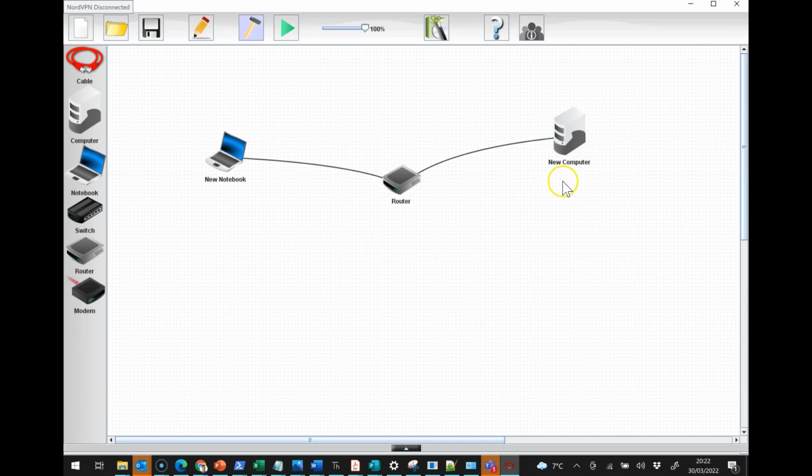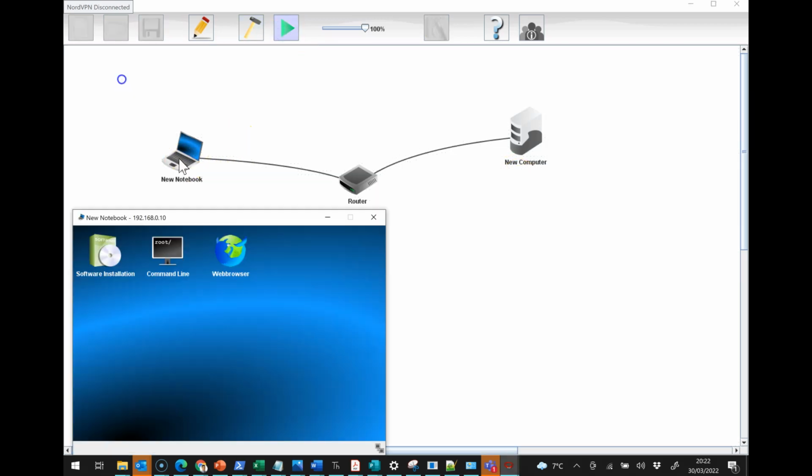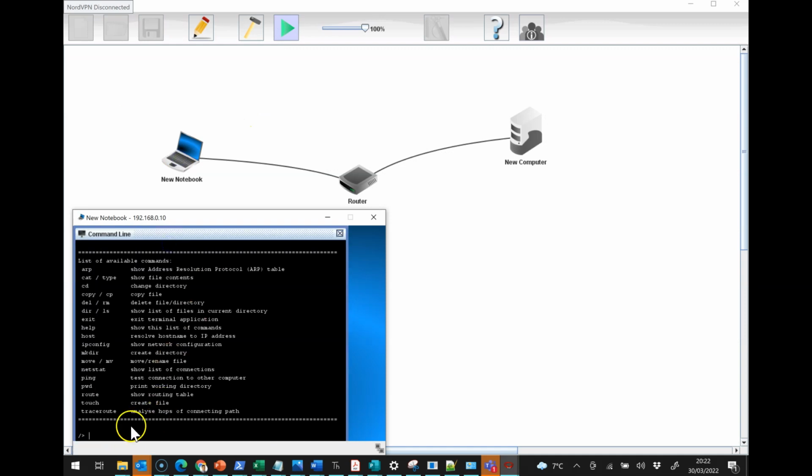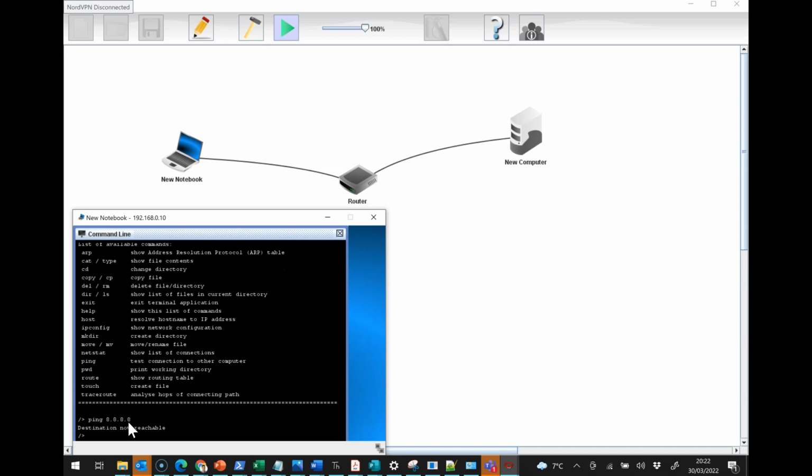Now, these two networks cannot communicate. So if I go into simulation mode, if I open up the command line on the client and type in ping 8.8.8.8, destination not reachable. Now it knows the destination is not reachable because it's not on the same network. This notebook can only communicate with things on 192.168.0 as a network. So 8.8.8.8 is well outside of that.